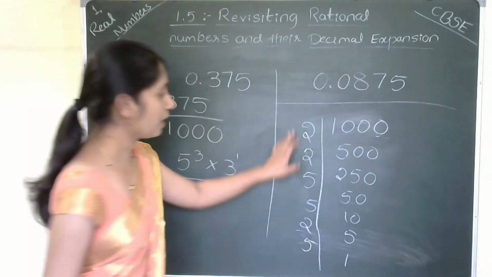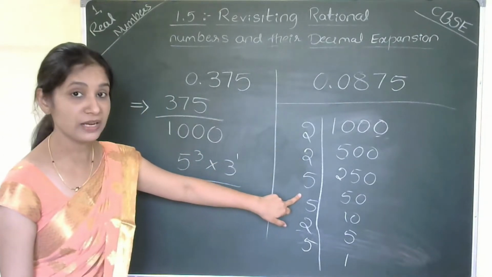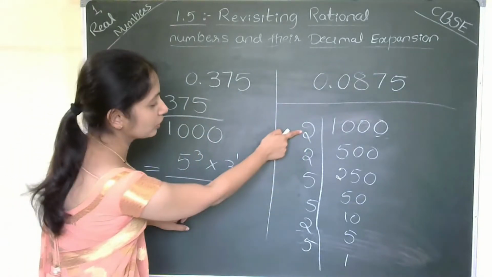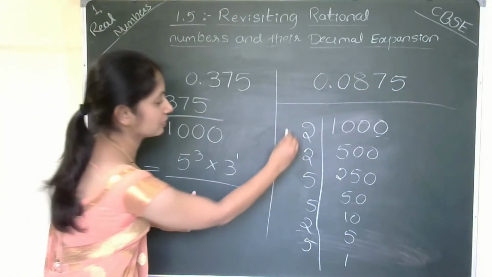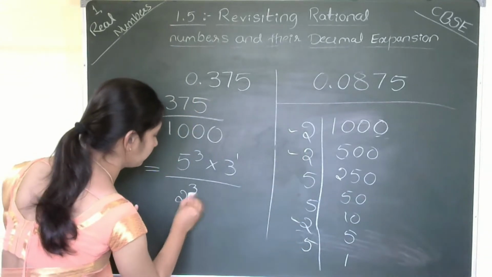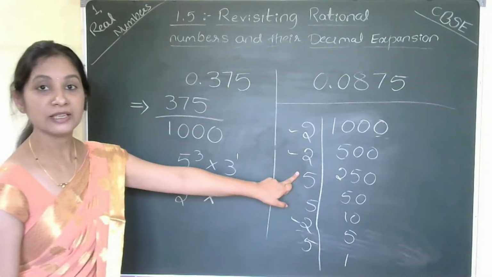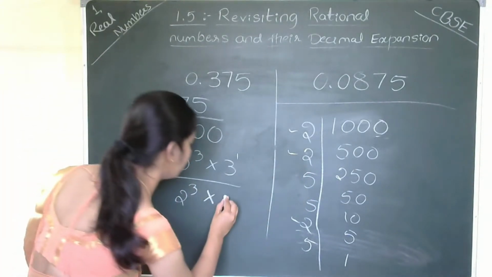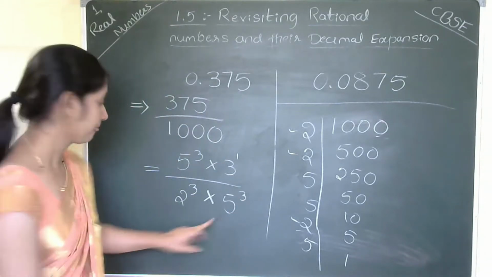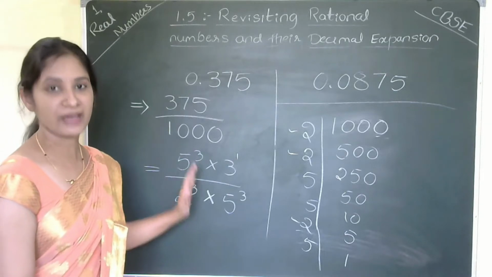Now the numbers are 2 and 5, and they are repeated. So how can I write them? Directly I will write here. 2 is repeated 3 times: 1, 2, 3. That means 2 cube multiplied by 5, which is repeated 3 times again, so 5 cube. So we represented these two numbers in their prime factors.